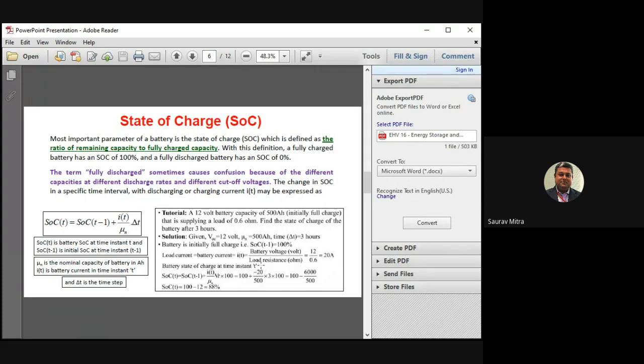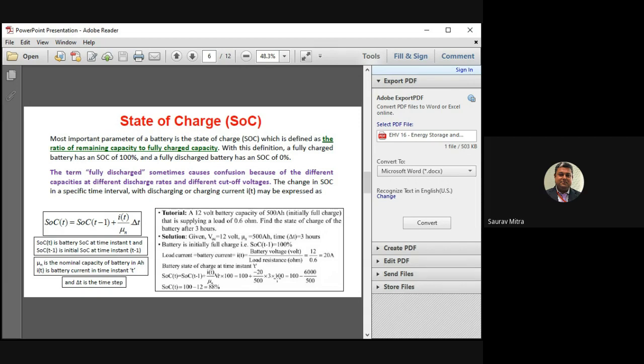And how we have got 20? Battery full voltage divided by load ohm. So 12 divided by 0.6 is 20. As this is discharge current, we have written minus 20, divided by battery ampere hour 500 multiplied by 3. 3 is nothing but 3 hours, into 100.